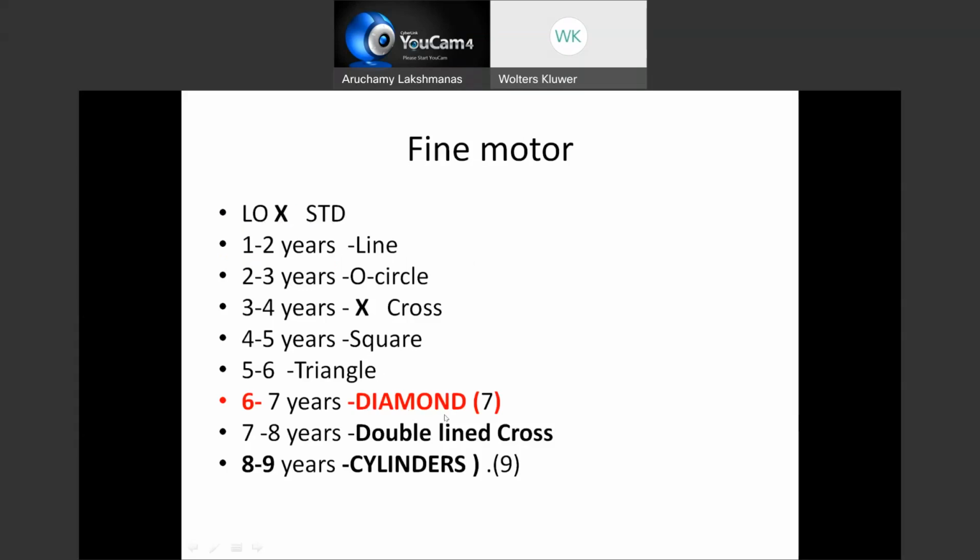Here diamond, you can remember the number of letters. 7 letters. So diamond by 7 years. You can even go back from there. And 7 to 8 years, double cross, double line cross, and 9 years, cylinders. Again you remember cylinders, 9 letters. So fine motor, you can easily remember the word LOCKS STD. You put 1, 2, 3, 4, 5, 6. 1 to 2 years line, circle, cross, square, triangle, diamond.